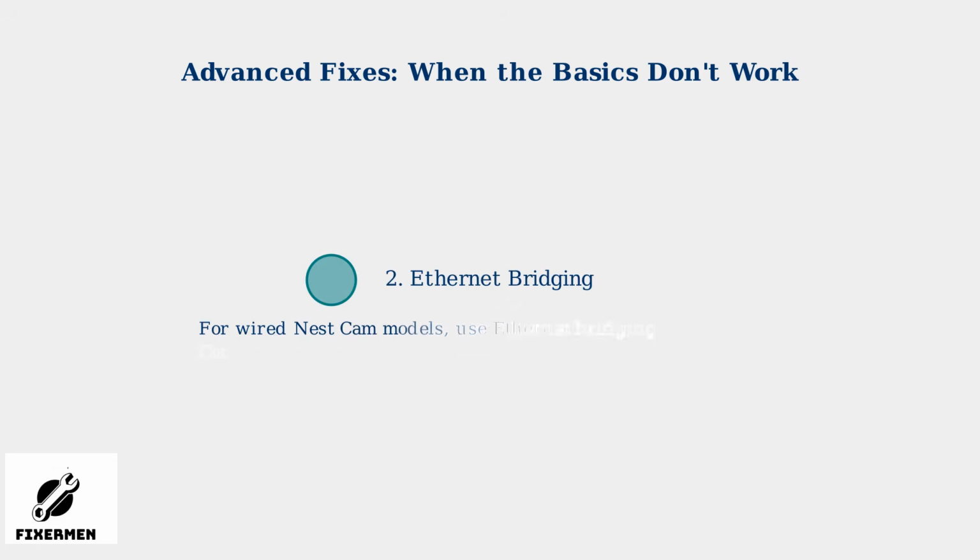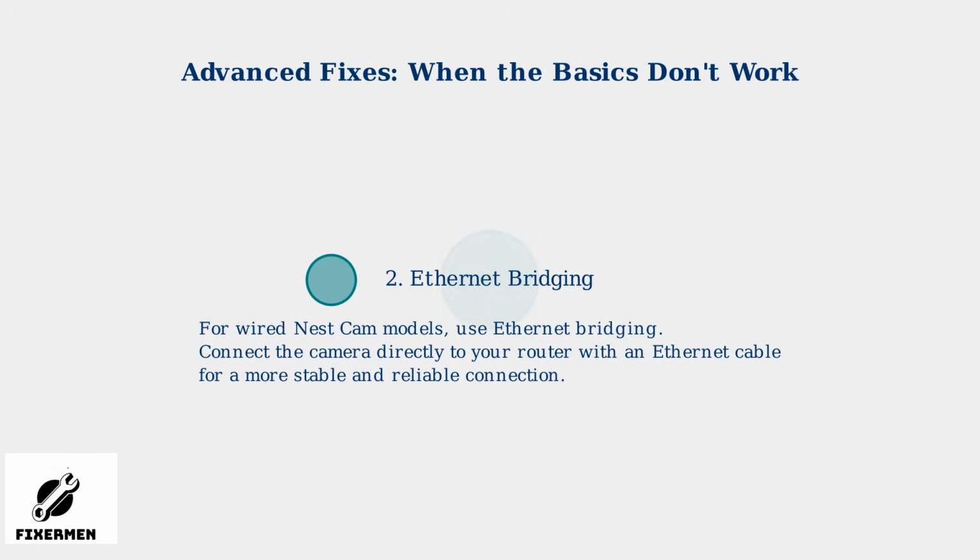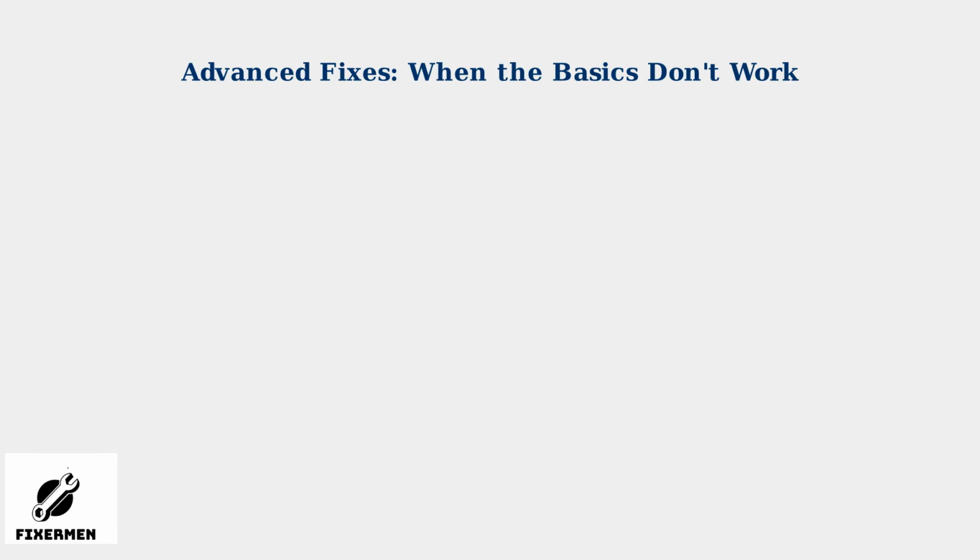Another advanced option for wired Nest Cam models is Ethernet bridging. This involves connecting your camera directly to your router using an Ethernet cable instead of relying on Wi-Fi. This method provides a more stable and interference-free connection, bypassing potential wireless issues that could cause offline problems.